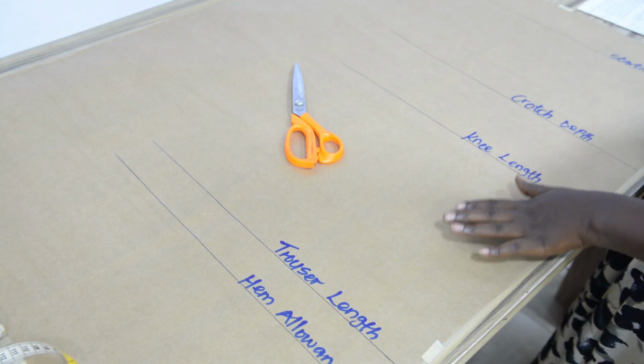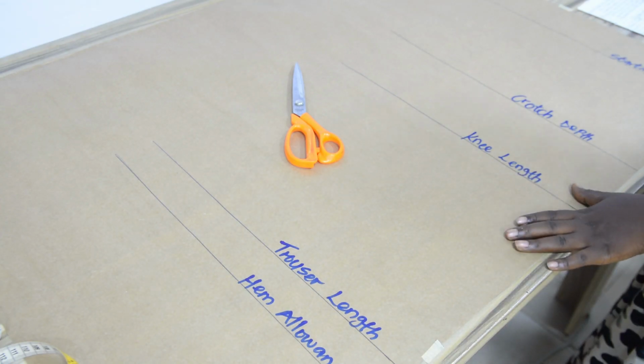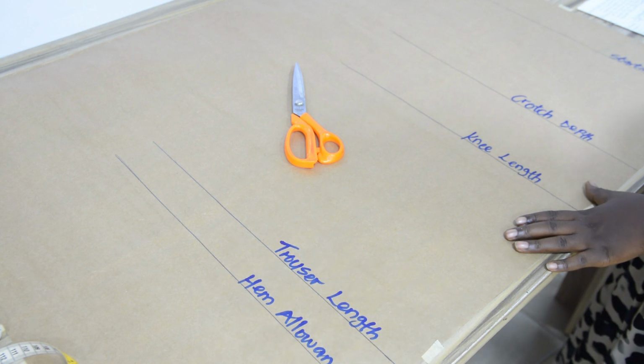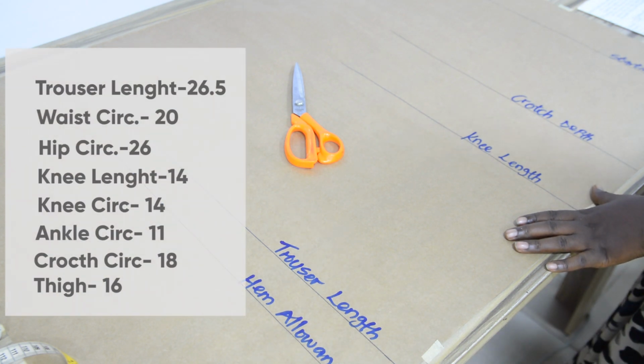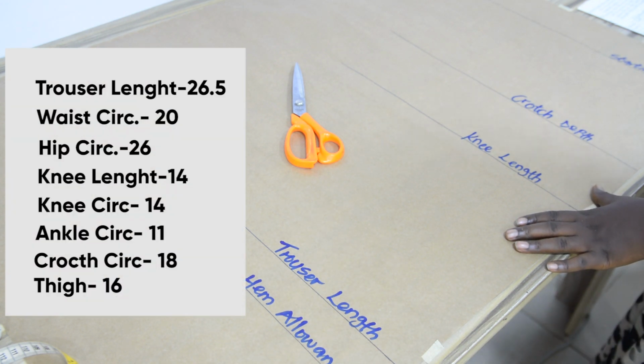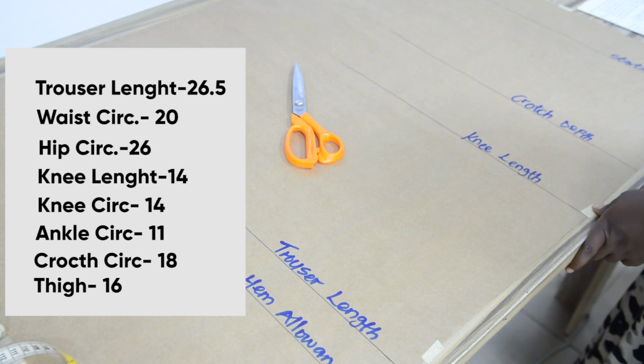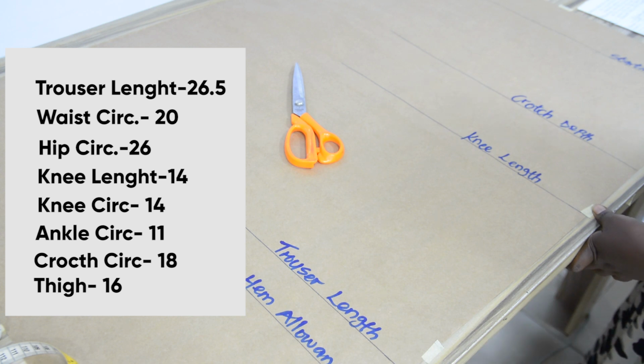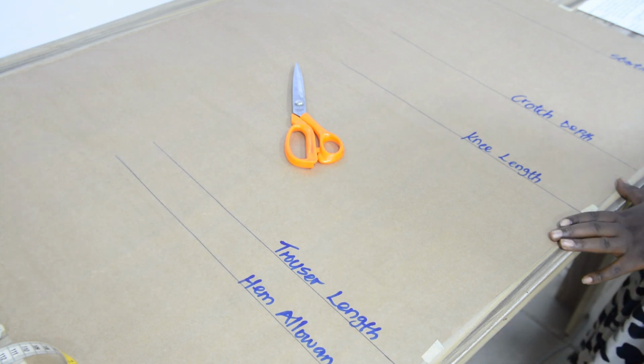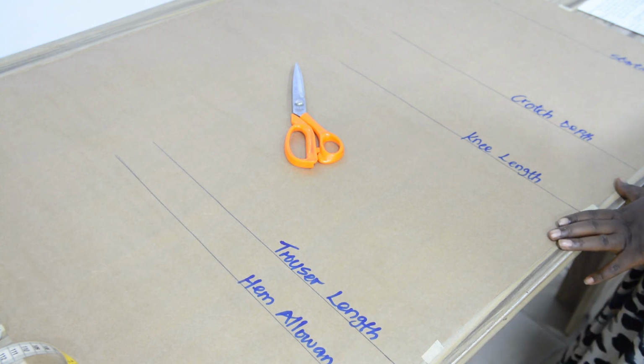In drafting a native trouser pattern for a male child, I will be making use of the following measurements. Trouser length of 26.5, waist circumference 20 inches, hip circumference 26 inches, knee length 14 inches, knee circumference 14 inches, ankle circumference 11 inches, crotch circumference 18 inches, and thigh circumference 16 inches. I took all these measurements on a 6-year-old boy.